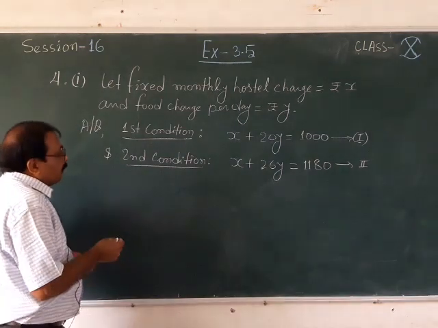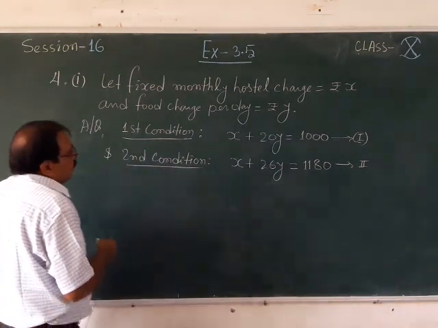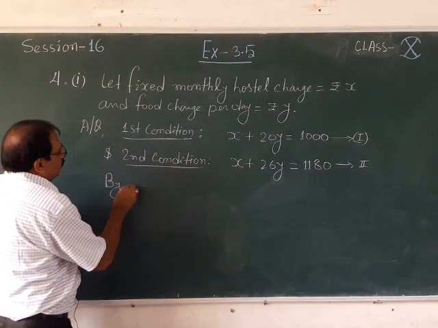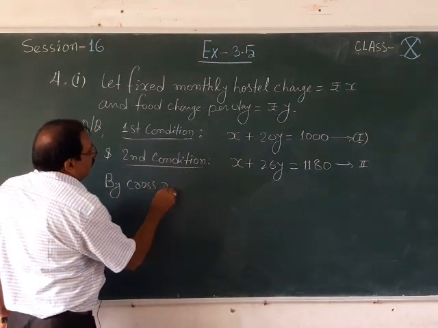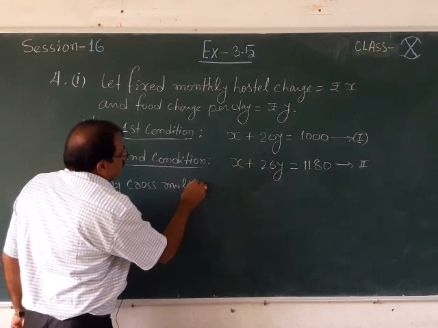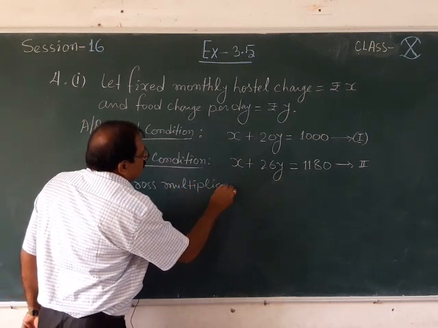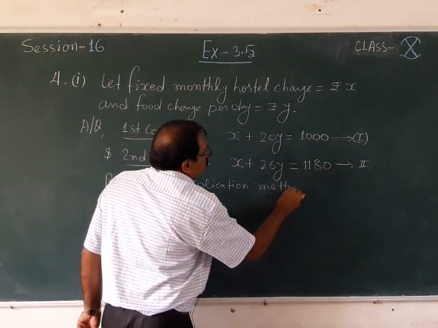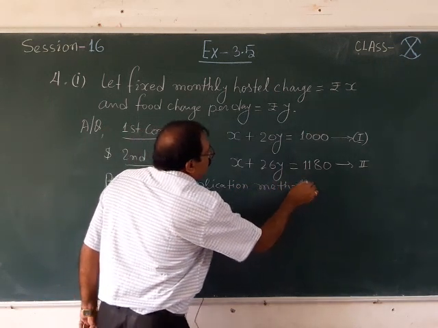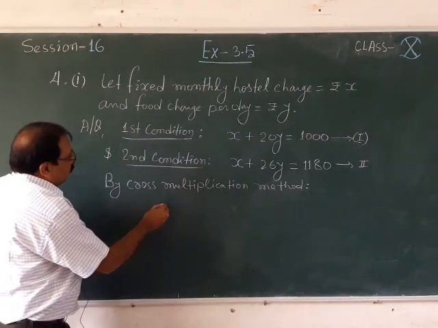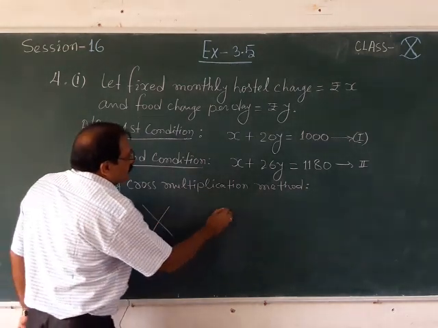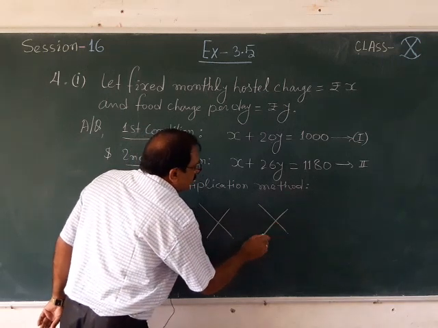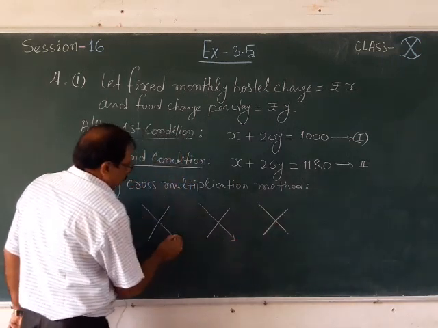So I will take the cross multiplication method. By the cross multiplication method we can start the solution. I am going to solve it. So how will I solve it? First of all, I will make 3 crosses here. I am doing this method so that you can be comfortable using it.